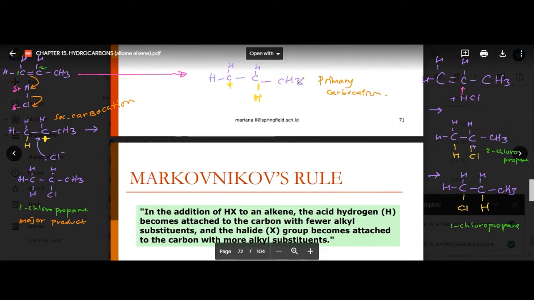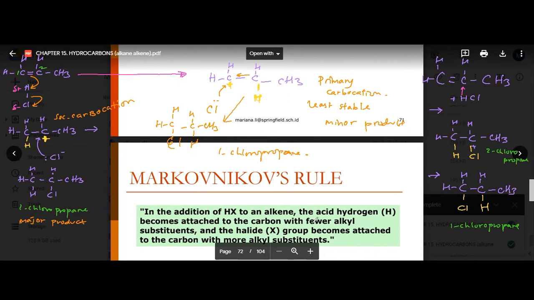You know that the stability of a primary carbocation is less than a secondary one, since it has only one R group that can help to stabilize the charge. So this is least stable and will lead to the formation of the minor product. Which one is the minor product? It is when the Cl attaches to this carbon and forms 1-chloropropane. So 1-chloropropane is the minor product.